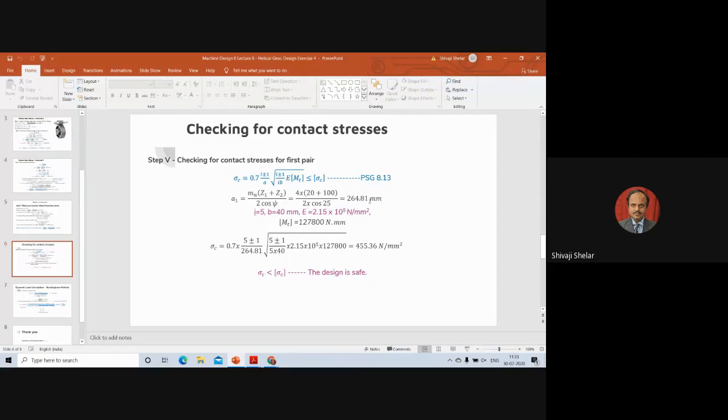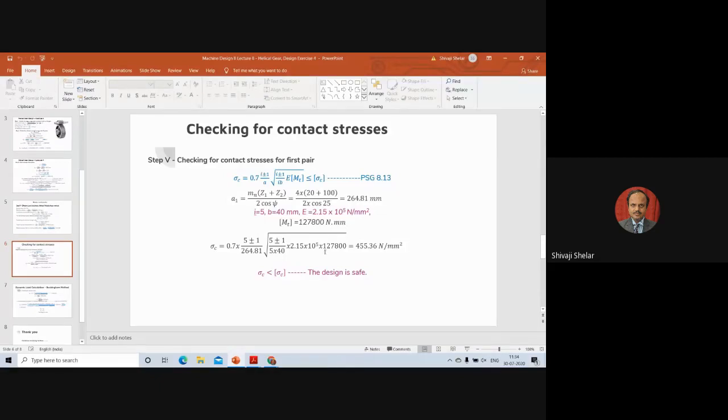So we get 264.81. The value of i is known, it is 5. The value of b is given in the problem, 40 mm. The value of E you can get on page number 8.14, or rather 8.15. The value of E is 2.15 into 10⁵ Newton per millimeter square. Your design torque value is 127,800, which we just calculated in the previous slide in the design. It is 127,800 Newton millimeter.